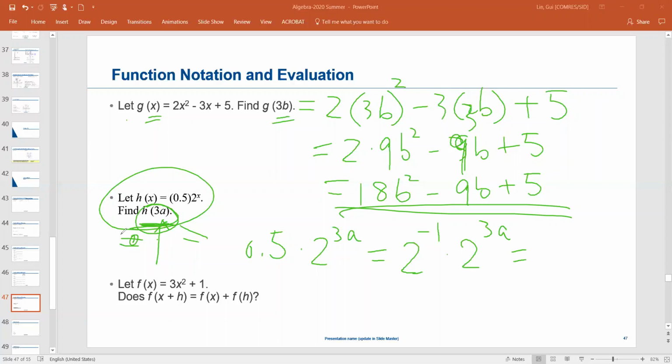So we can combine them. Actually, the exponent part, right? Combine together.